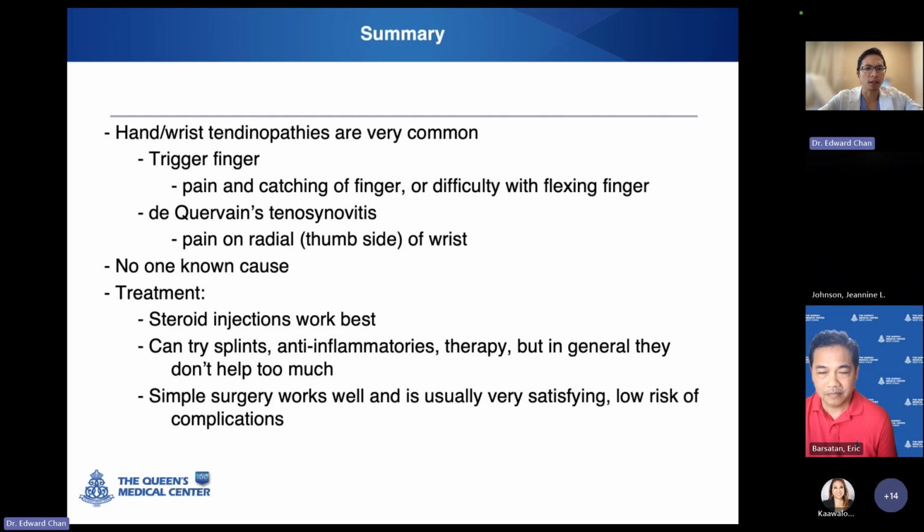Treatments, again, steroid injections work the best as a first option that we usually offer in the clinic. You can always try other things like splints or anti-inflammatories or therapy, which we do like for a lot of conditions in general, but for these, they just don't seem to help that much. And if conservative management with those things or the shots eventually fail, then it's a very simple surgery that you can do for both of these conditions that works well, very satisfying, low risk of complications, and gets rid of the problem pretty easily.